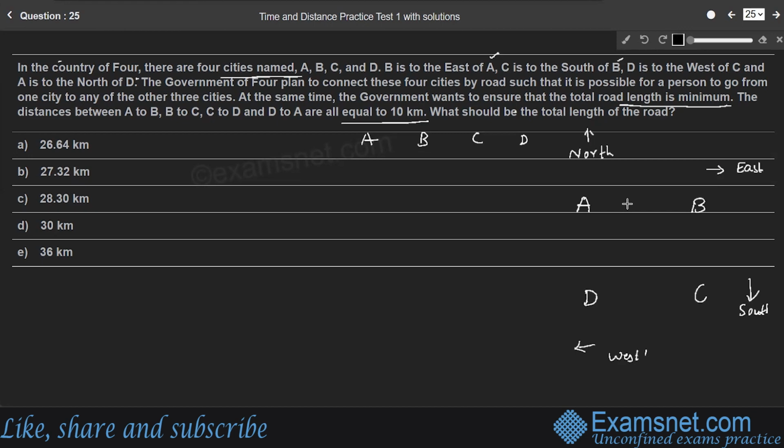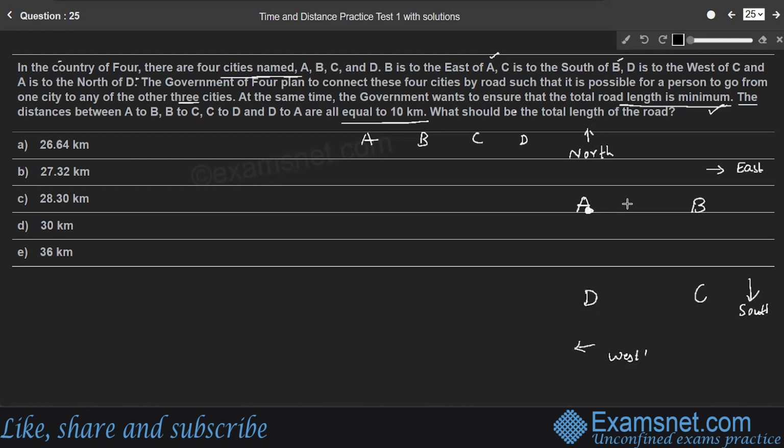The government of Four plans to connect these four cities by road such that it is possible for a person to go from one city to any of the other cities, any of the other three cities, right? At the same time, the government wants to ensure that the total road length is minimum. So the total road length should be minimum. If you consider the road from city A, the total road length from A to B, B to D, or anywhere, if you take the length, it will be maximum, right? So the total road length should be minimum, right?